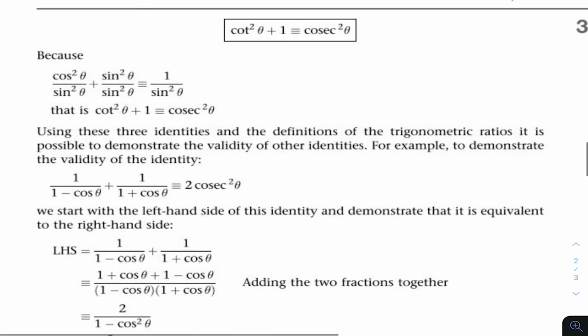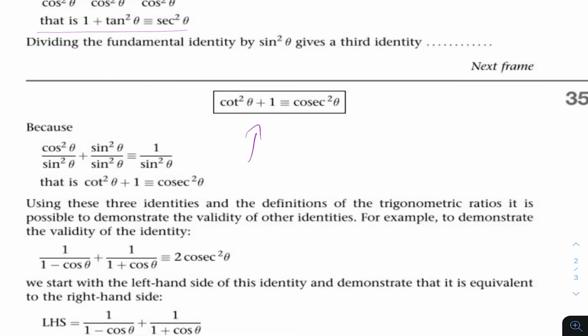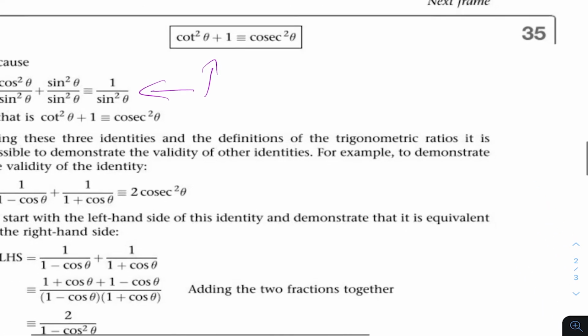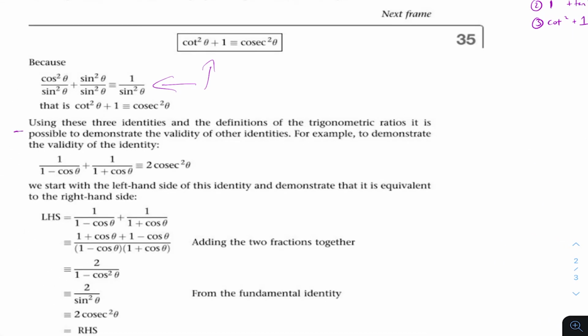And so that's just again explained here. So let's carry on reading from here. Using these three identities and the definitions of the trigonometric ratios, it is possible to demonstrate the validity of other identities. For example, to demonstrate the validity of the identity 1 over 1 take away cosine plus 1 over 1 plus cosine is equal to 2 cosecant squared.